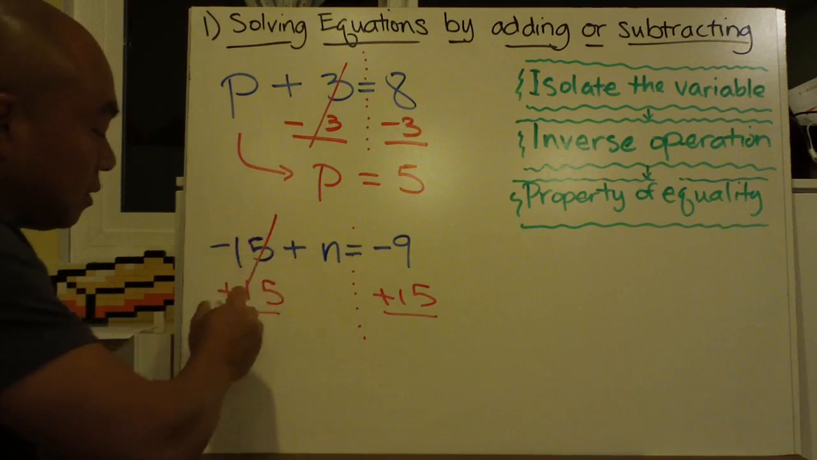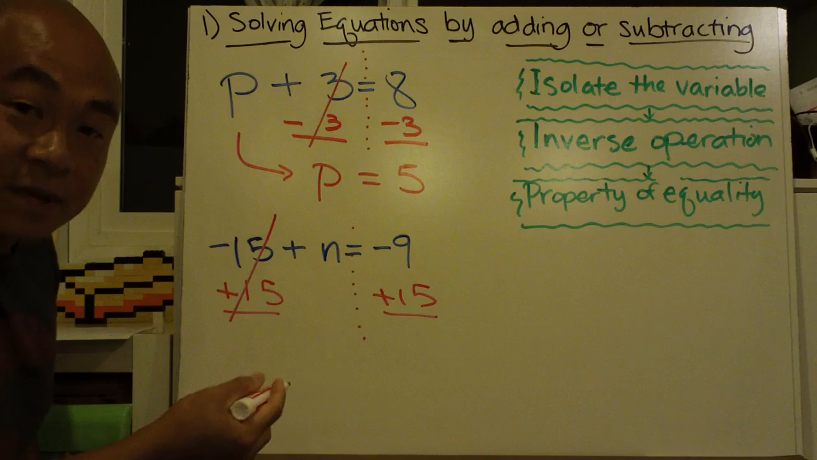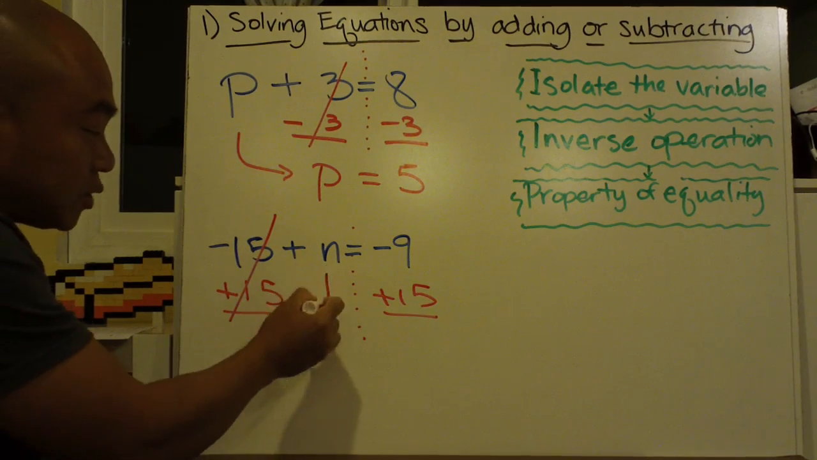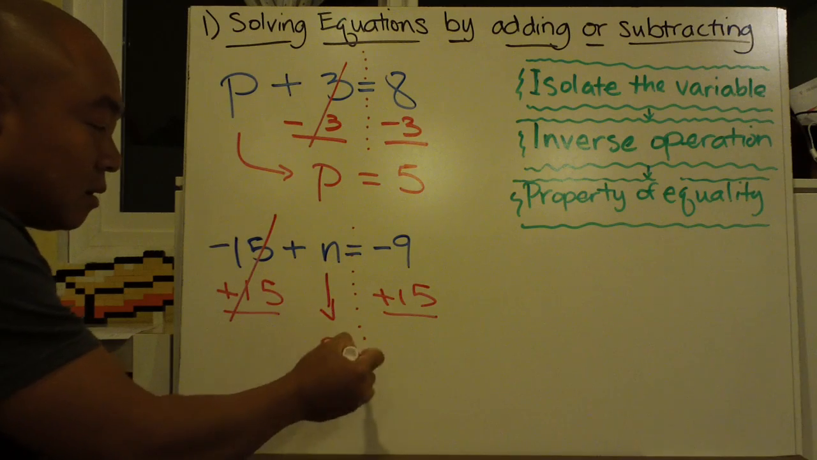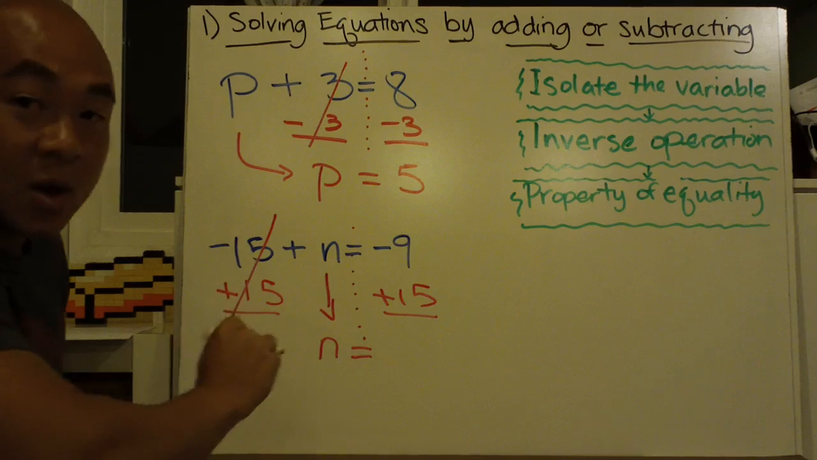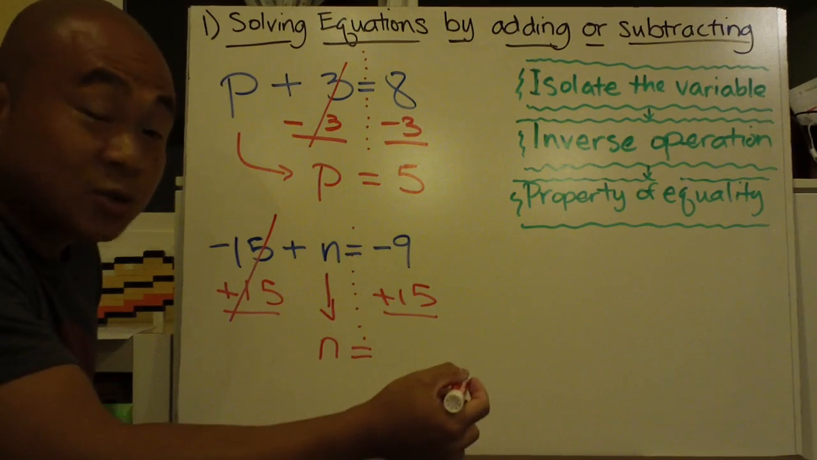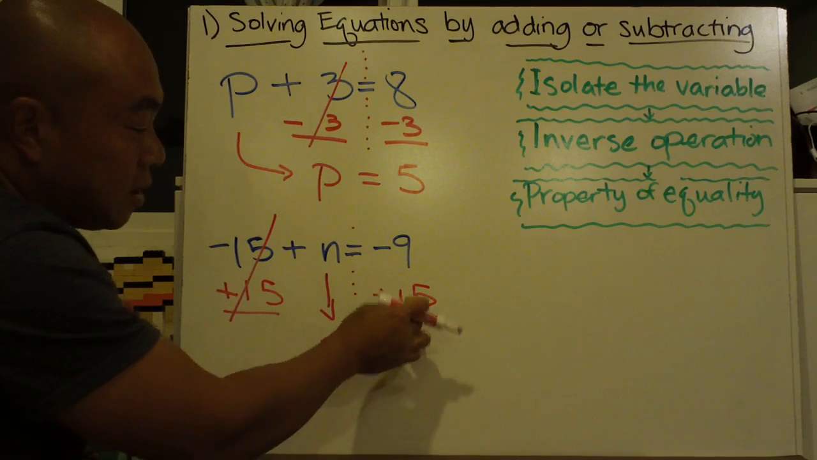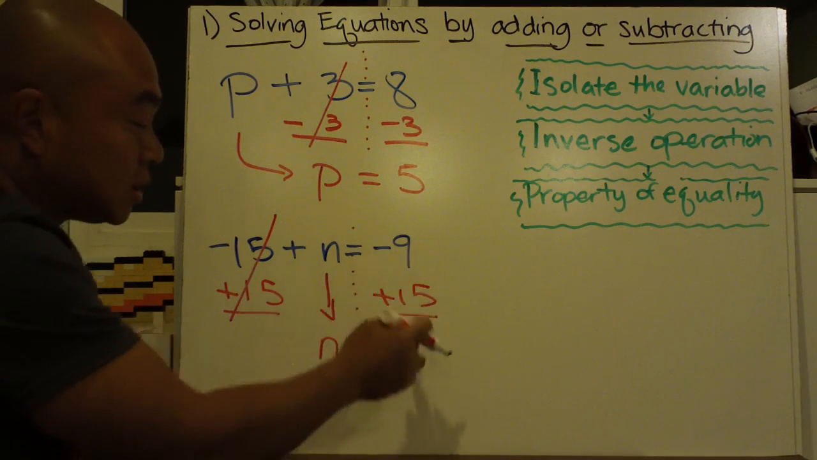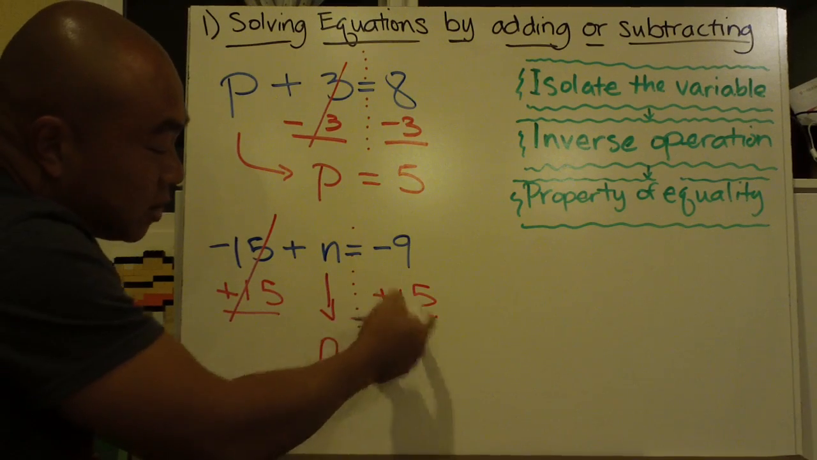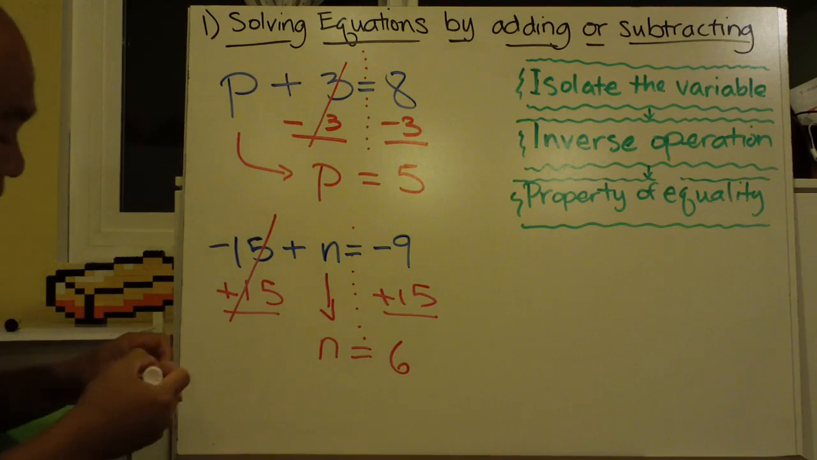So here, negative 15 plus 15, those are opposites, they give you 0. The only thing that you have left is n. n is equal to negative 9 plus 15. Going back to your integer rules, with negative 9 plus 15, remember the signs are different, which means you're actually subtracting. You get 6. Take the sign of the larger number, and that's a positive.